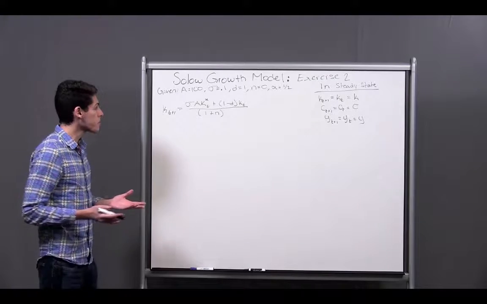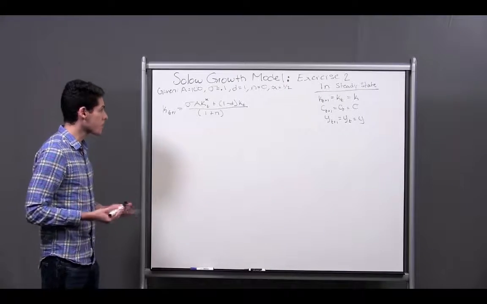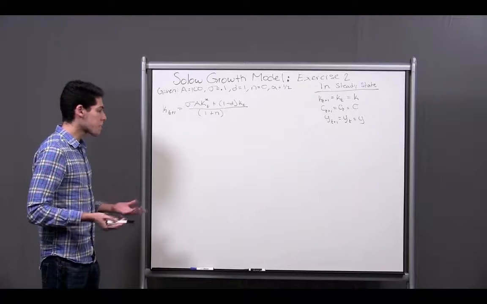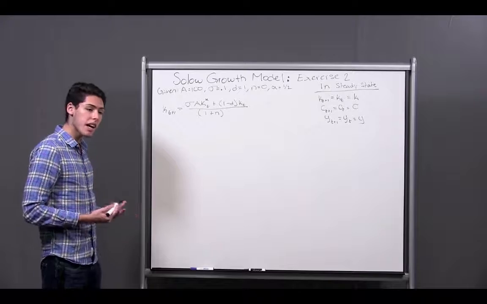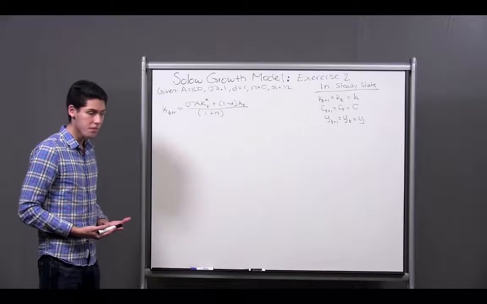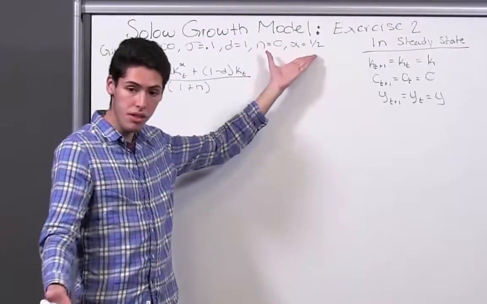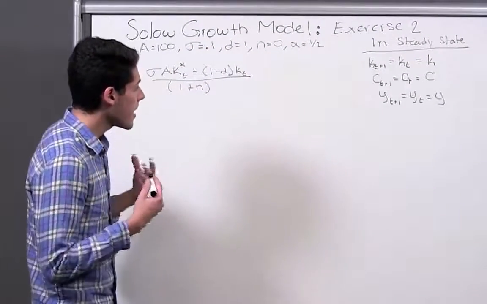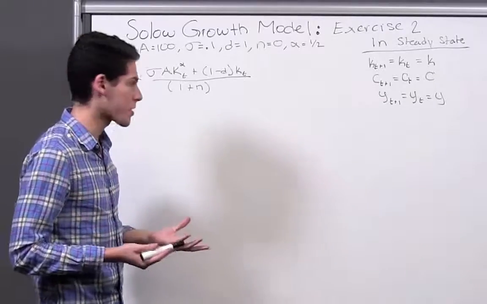Hello everyone, my name is David, and this is going to be the third part of our series on the Solow growth model. In this part, we're going to be using the law of motion of capital to find capital in the steady state. We're using the exact same parameters that we used for the previous problem in the previous episode, and we're going to try to use those to find the steady state capital per capita.